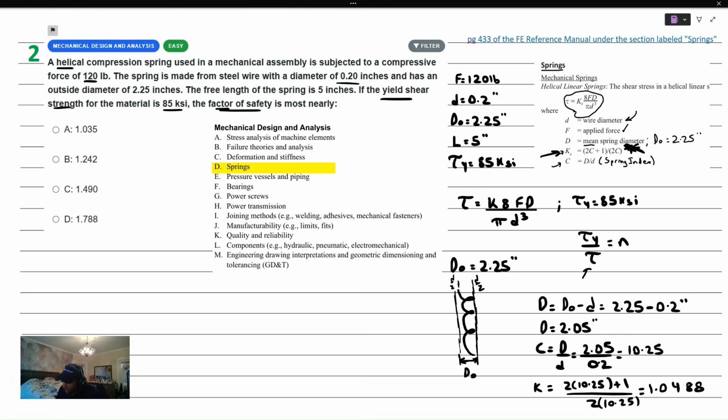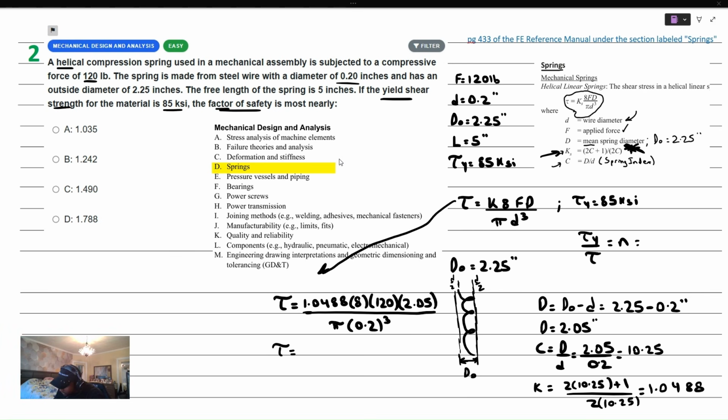So we're going to go ahead and plug it into the shear stress equation. Tau is equal to that K value. The K value was 1.0488 multiplied by 8 times my force. That was 120 pounds. Uppercase D was 2.05, that is our mean diameter, divided by pi times 0.2 cubed.